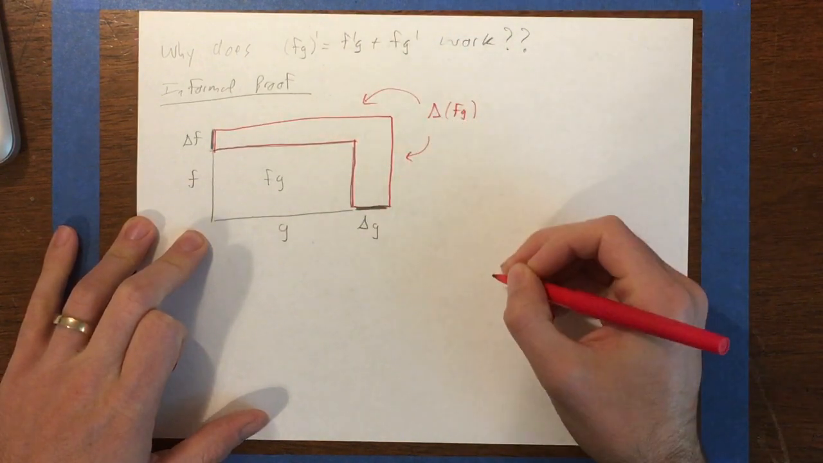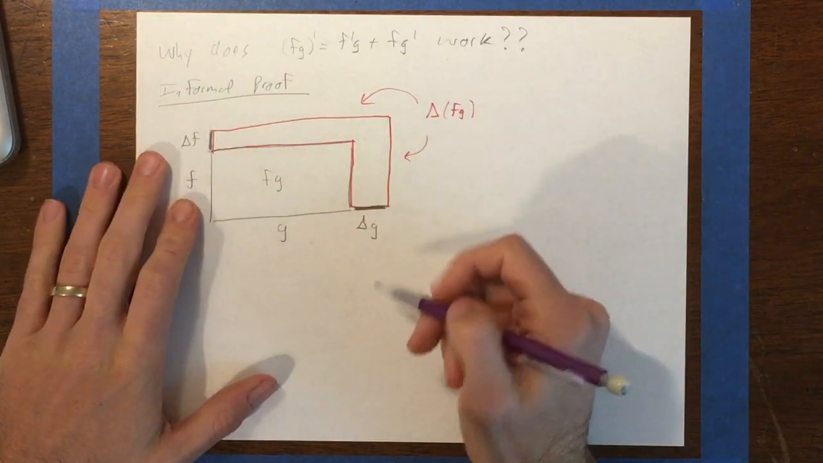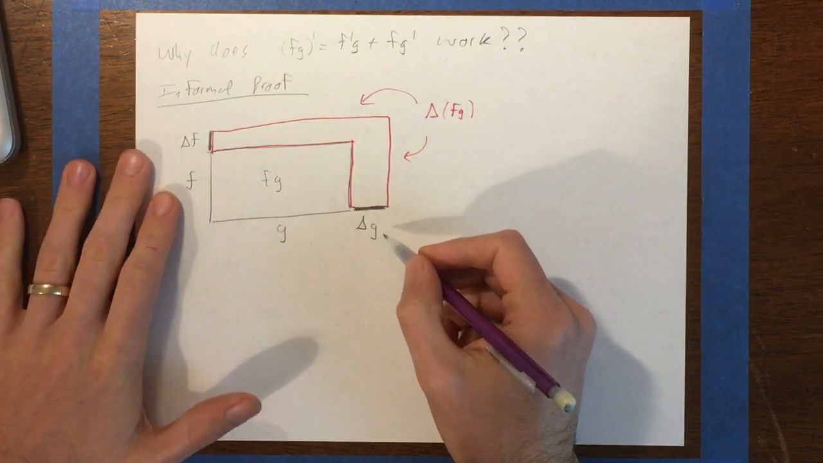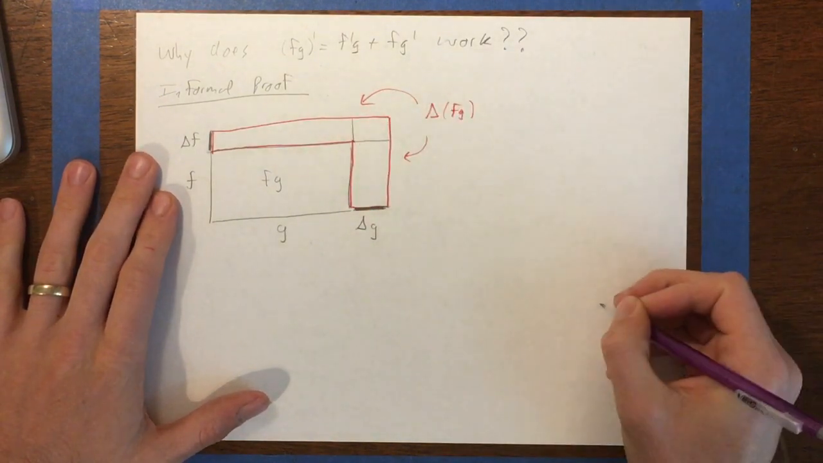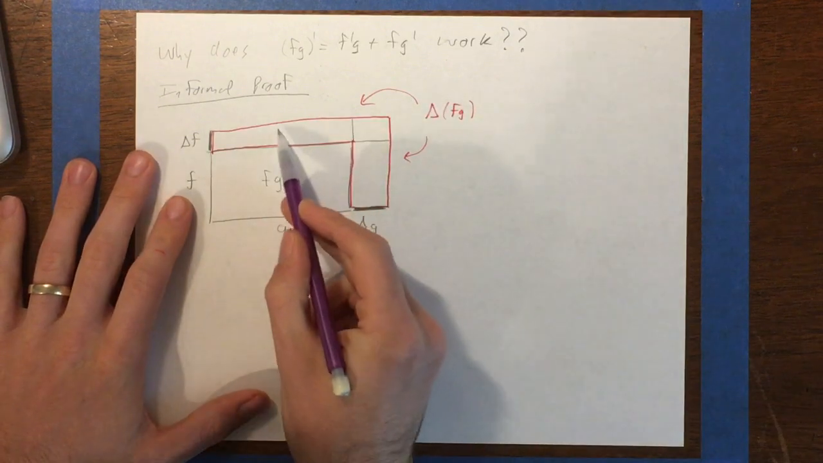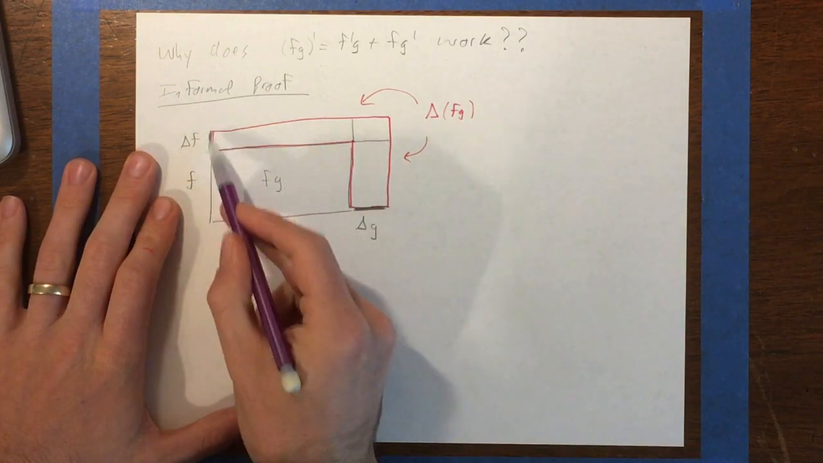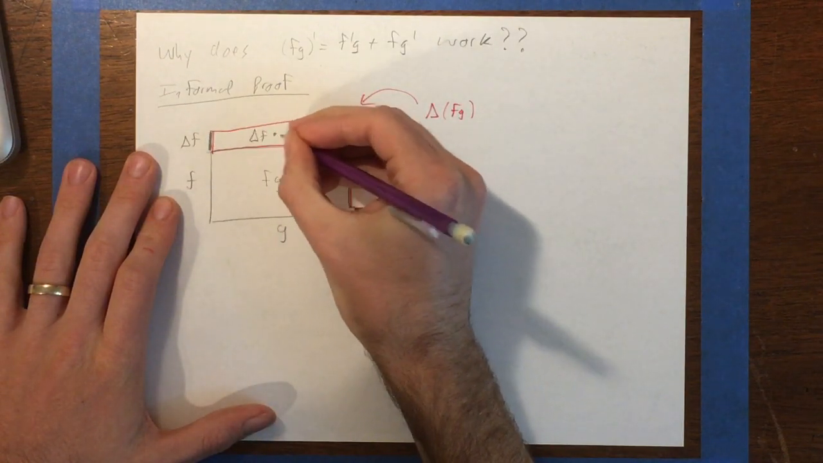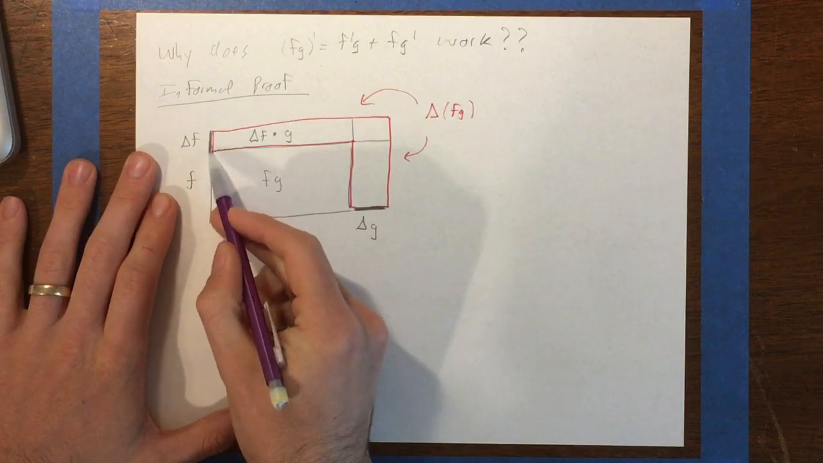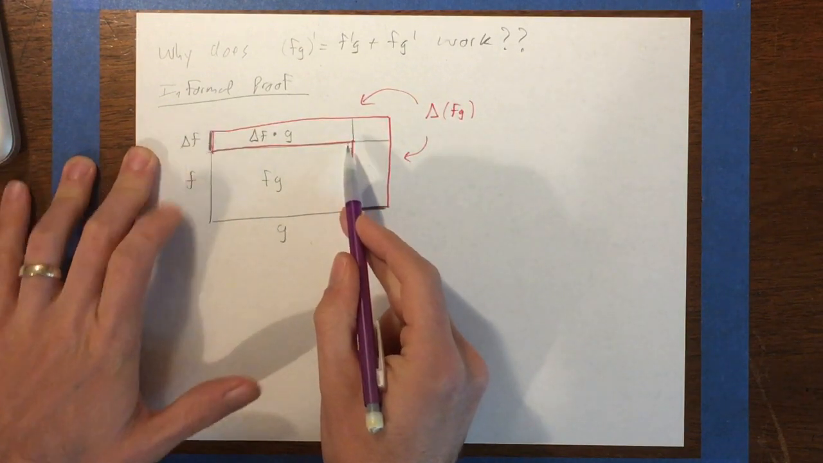All right, so the question is, what is that? Can we calculate that amount, that area? Well, yes, we can. Let's break it into three pieces, like this. This piece right here has a length and width multiplied together. It's going to give us delta f times g, right? Because that's delta f, and then this length g is the same length as that piece there.